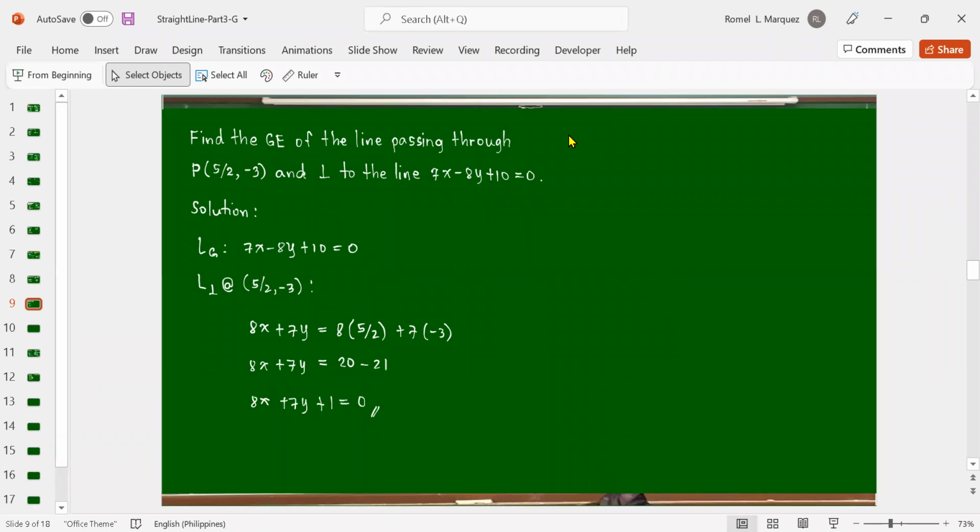So let's have one more. So given 2x plus 5y minus 8 equal to 0. We are looking for the line perpendicular and passing through (4, 3). So again, for the line perpendicular and passing through (4, 3), we just substitute, no?